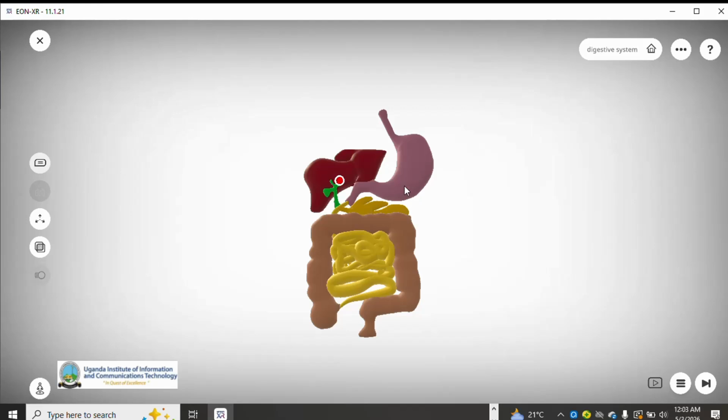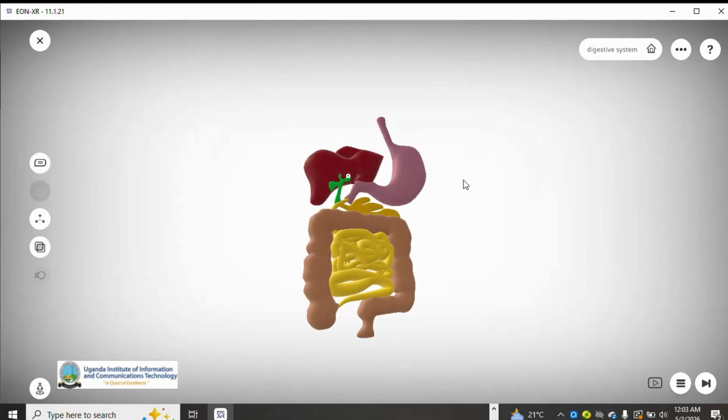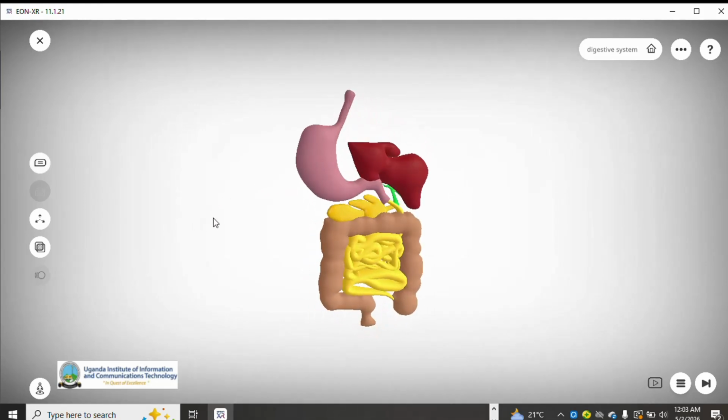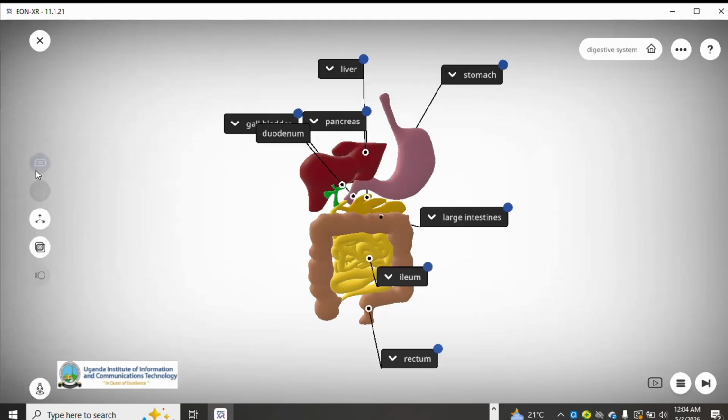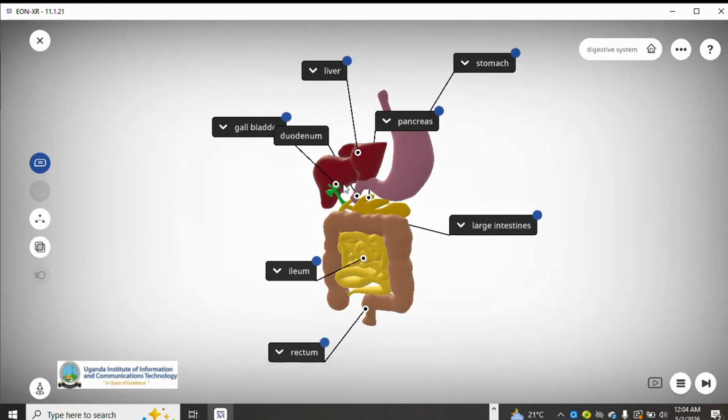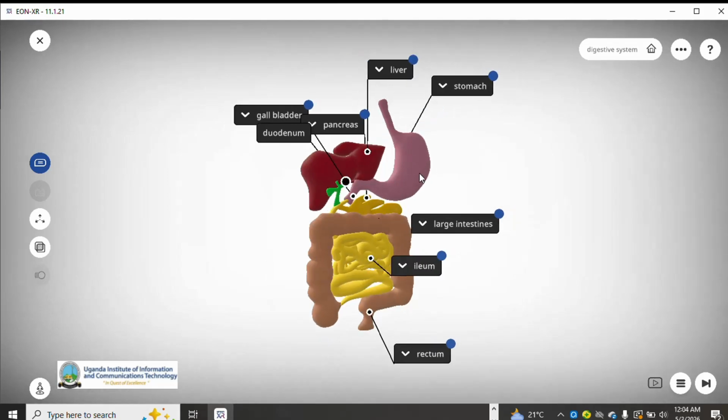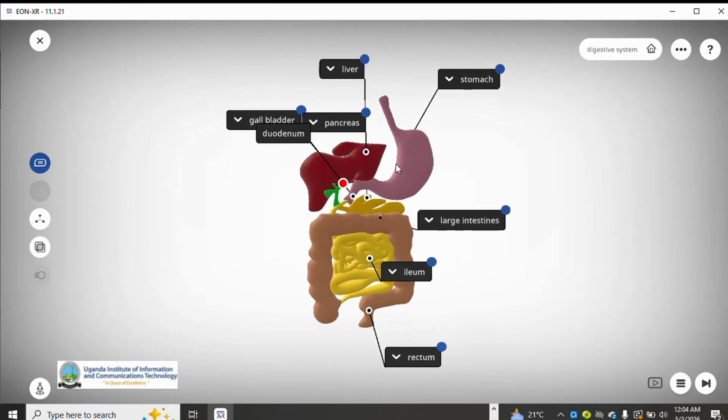Today we are going to look at the parts of the digestive system, and we shall start from... you can see the digestive system here. So we are going to name the parts. You'll see that when we start from the esophagus, this is the esophagus. When food is coming in from the mouth, it will reach here.